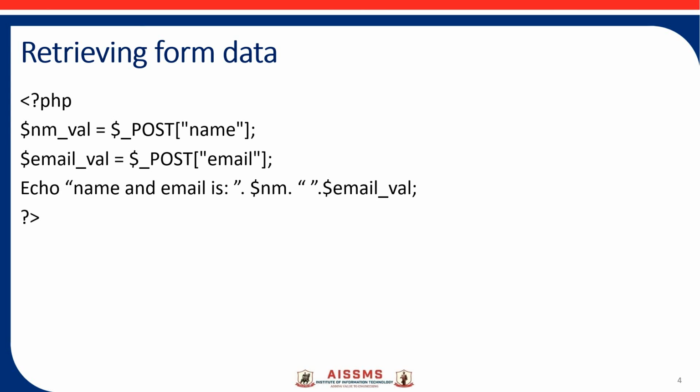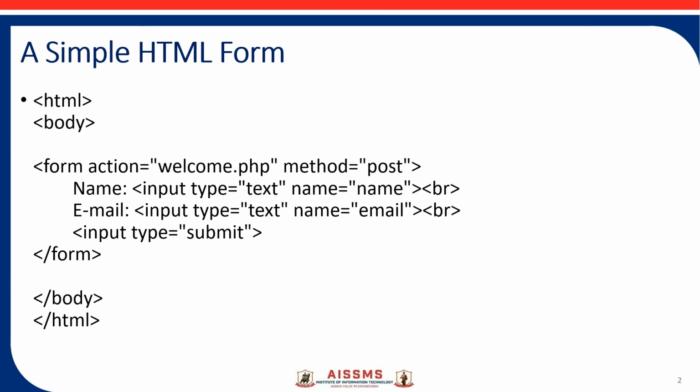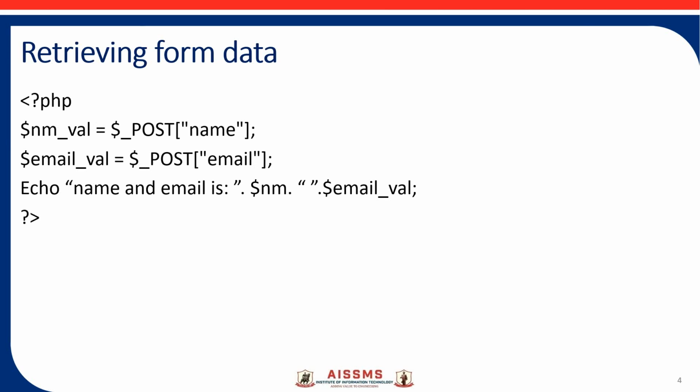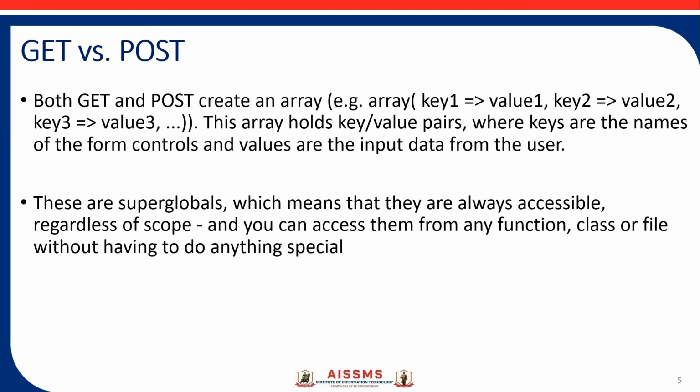Echo name and email is $name, $email. Here, as the form is submitted by using the POST method, the $_POST superglobal variable is used for retrieving the form data. If the method is equal to GET, the $_GET superglobal variable is used to retrieve the form data.